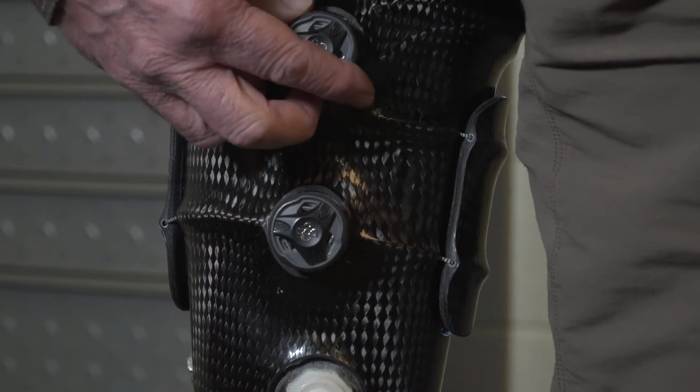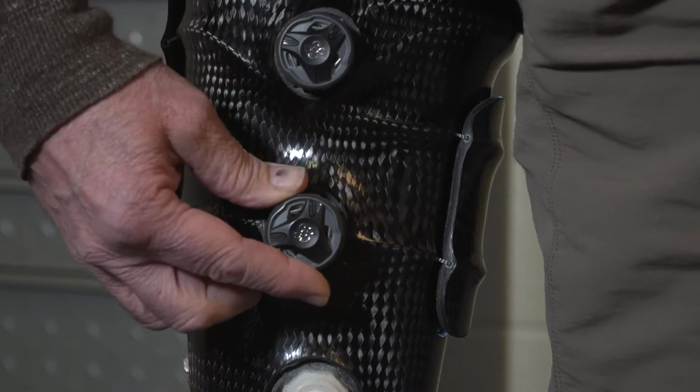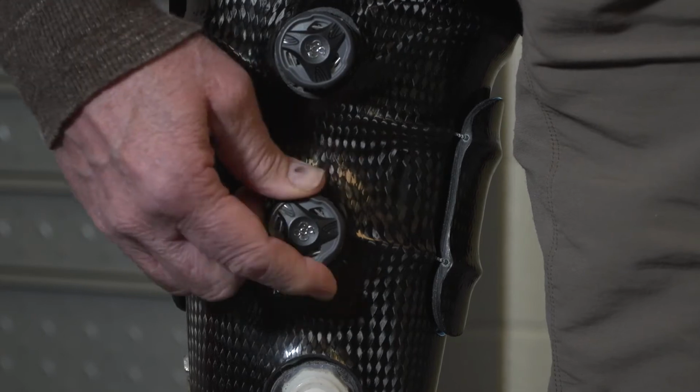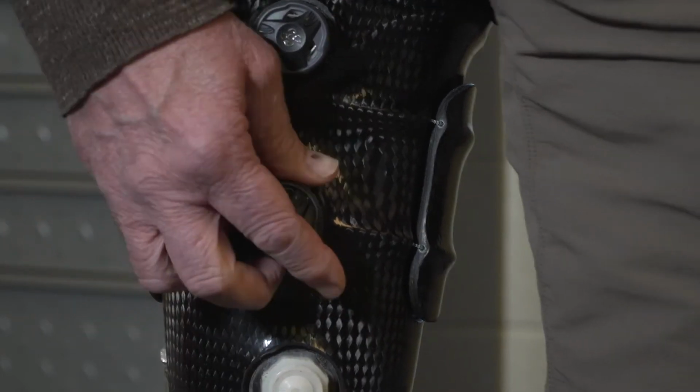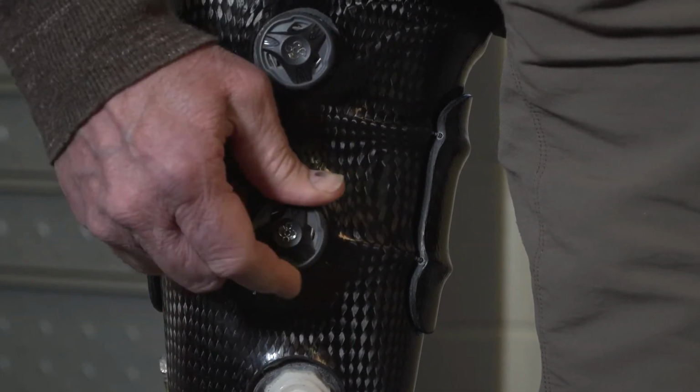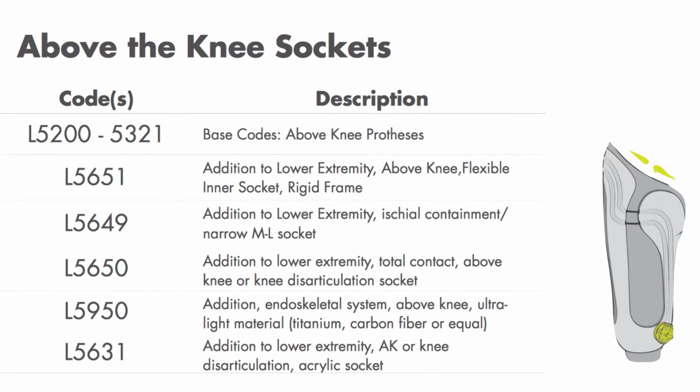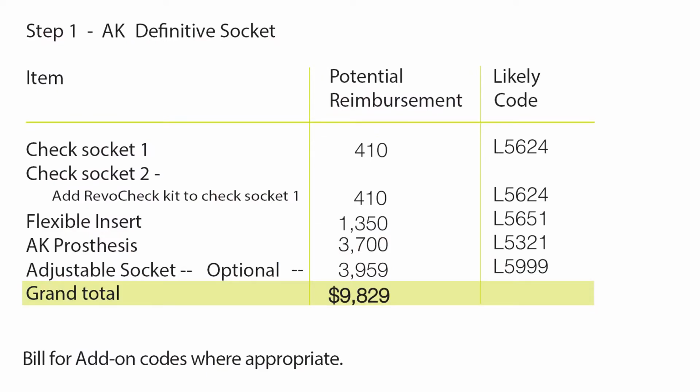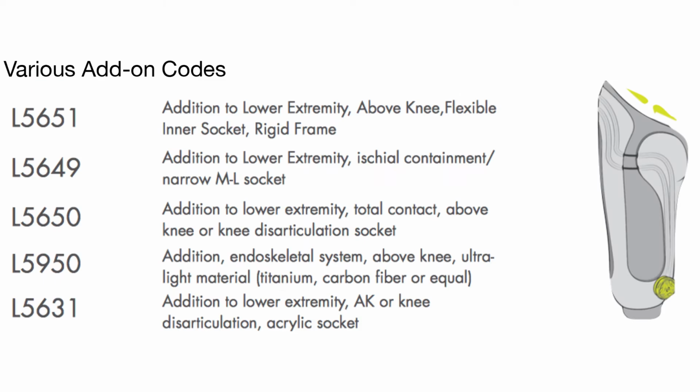The first thing to understand is that RevoFit is a component of the overall socket, and that adjustability, in and of itself, does not come with a code. But the overall construction elements of the socket will qualify for various codes, as well as various standard add-on codes.